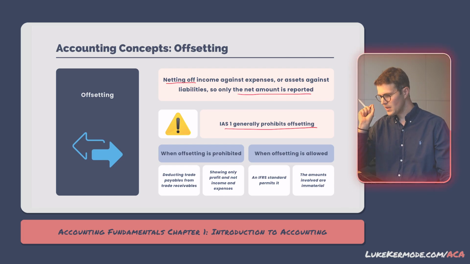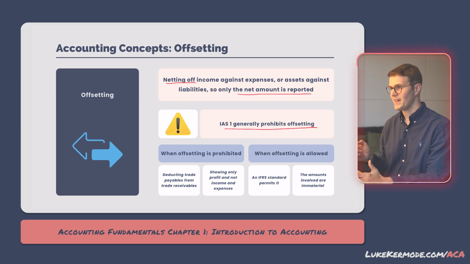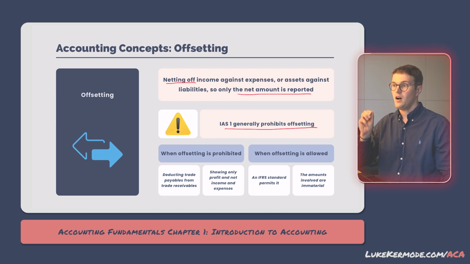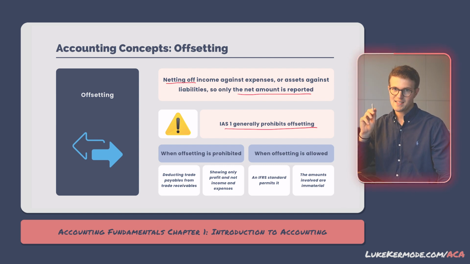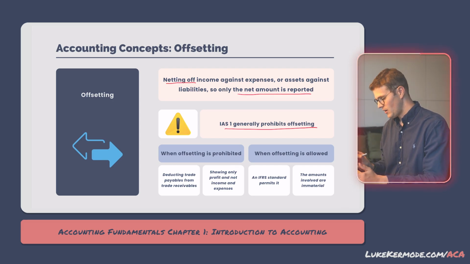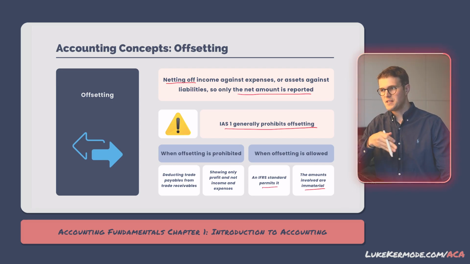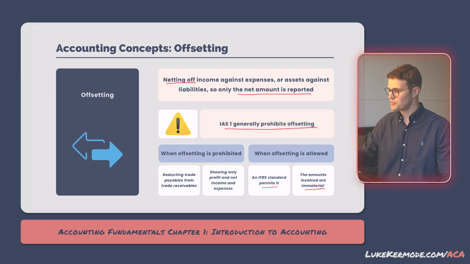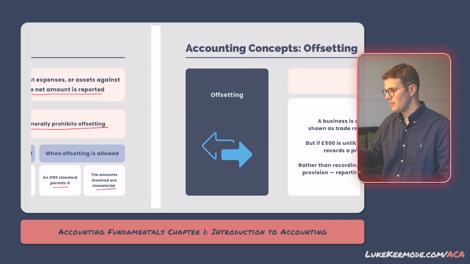However, there are some exceptions to the rule. Offsetting is allowed when another IFRS standard specifically permits it, for example, in the case of certain financial instruments under IAS 32. It's also acceptable when the gains, losses or related expenses come from the same transaction and the amounts involved are immaterial. The key takeaway here is that offsetting should never reduce the usefulness of the financial statements. Transparency and fair presentation should always come first.